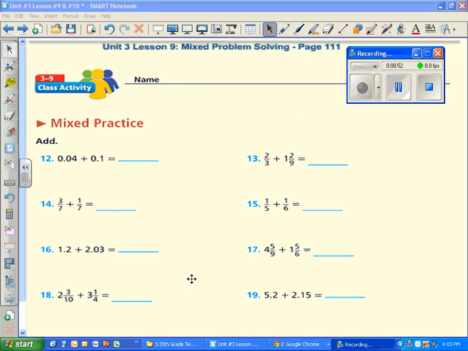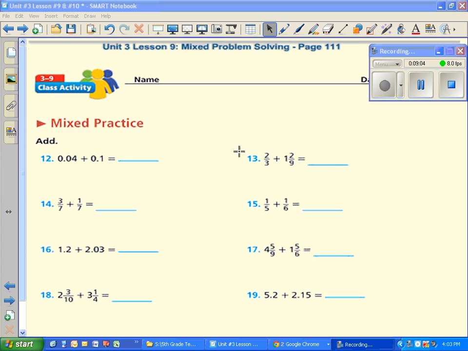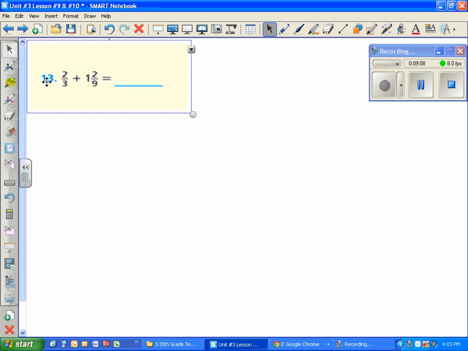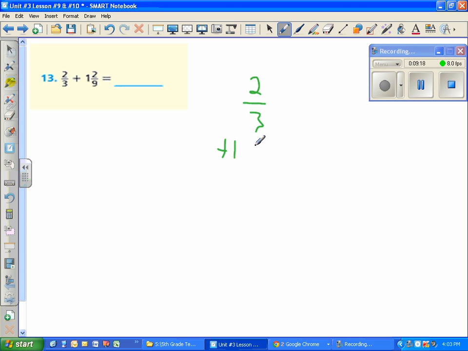Let's take a look at page 111. A couple problems here. Why don't we start with number 13? On page 111, number 13. Let me just isolate it and solve it. All right, there it is. 2/3 plus 1 2/9. Again, I would set it up 2/3 plus 1 2/9.